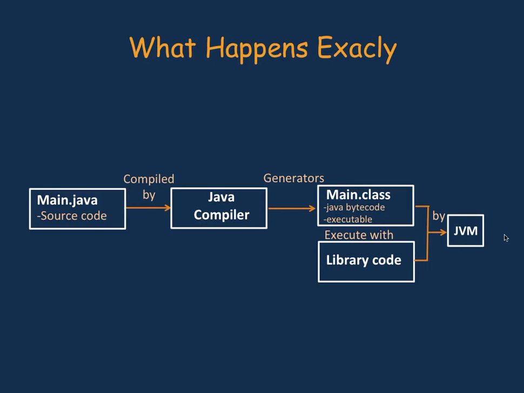Suppose that we have a Java bytecode file. If you have any machine that has the JVM installed, the JVM can execute any bytecode file. And this is why a Java program can be run on any computer.